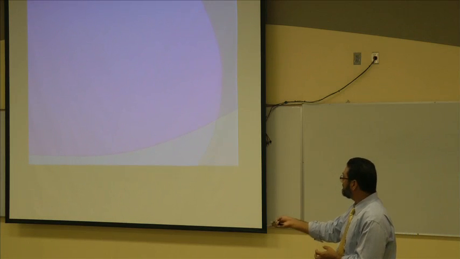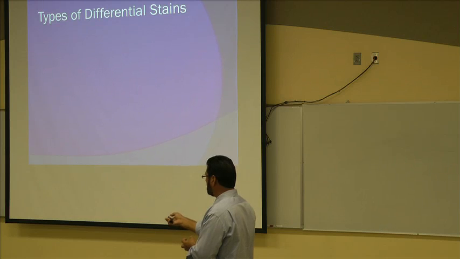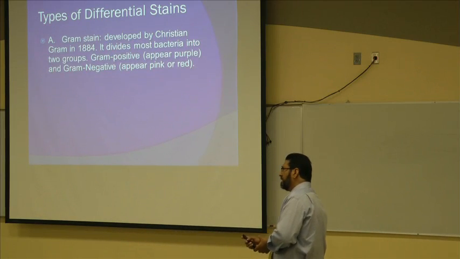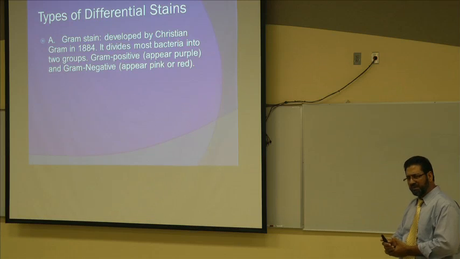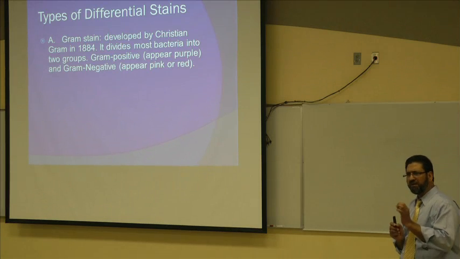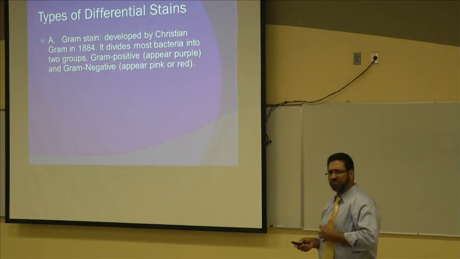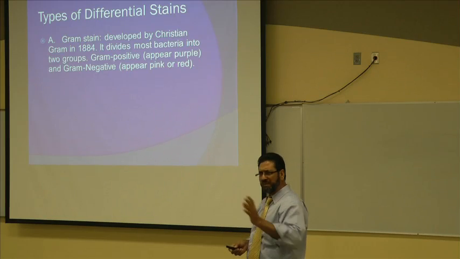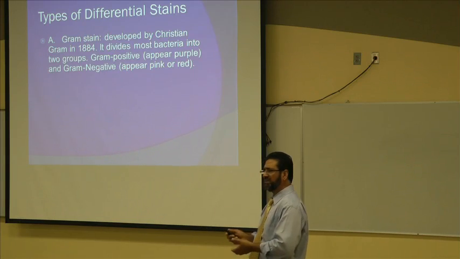The most common differential stain was introduced to us by Christian Gram. Very old technique. This is the staining procedure that is done first on most pathological specimens, with the exception of a few. If the doctor has done an x-ray of the chest and there are white spots and you have received the sputum, then you don't do this. There's a special differential stain that you do. But on most pathological specimens, this is the one that you do.